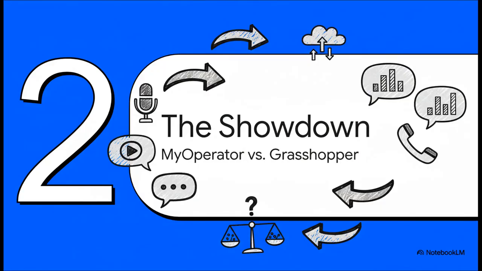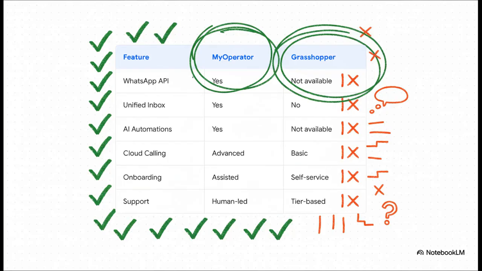Okay, framework's in place. Now for the main event. Let's put MyOperator and Grasshopper in the ring, side by side, and see how they really measure up based on the data we've got. Whoa, okay, so this table lays it all out, feature by feature. And you can see a story starting to form pretty quickly, right? A lot of yes marks on one side and some pretty significant no's on the other. Now, we're not going to read every single line, don't worry, but let's zoom in on 3 of the biggest game changers that the source points out.